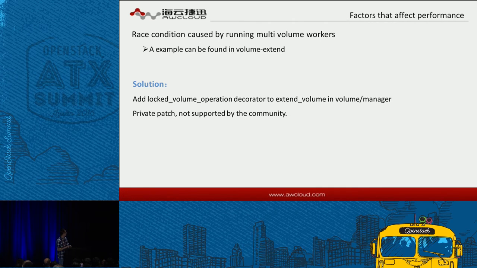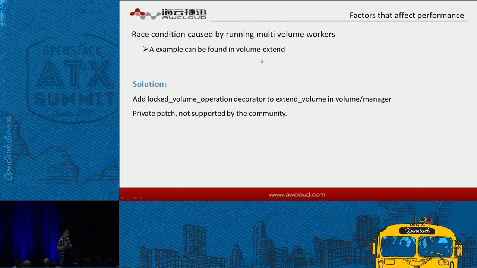If you run multiple Cinder volume workers on a node, there will be a race condition. There is at least one example: volume extend. If two Cinder volume workers accept the request on the same volume, a race condition will happen and lead the database into inconsistent states. So we must fix this problem.